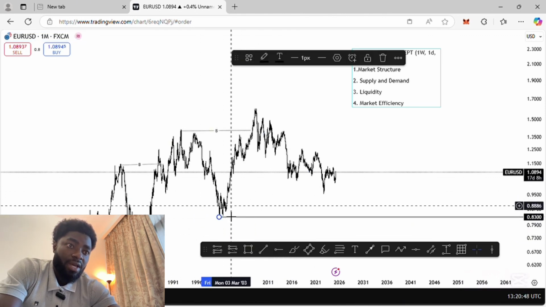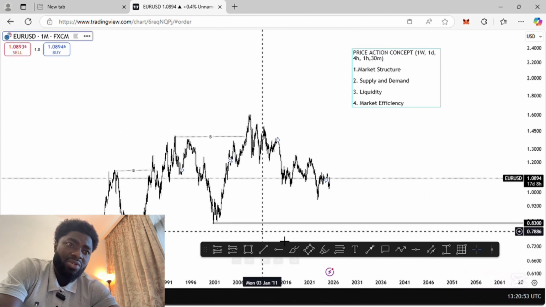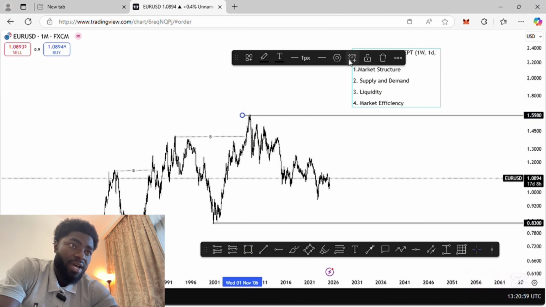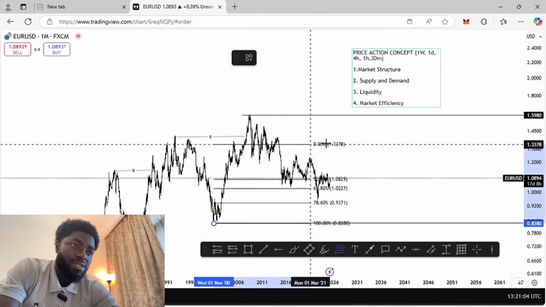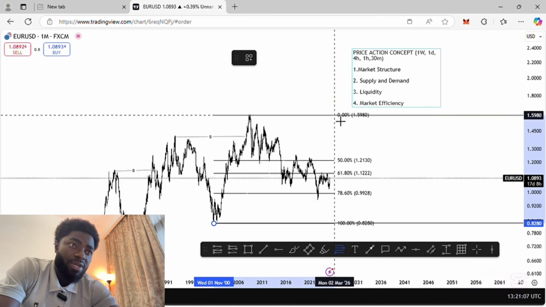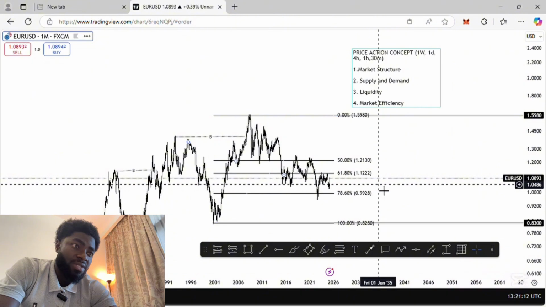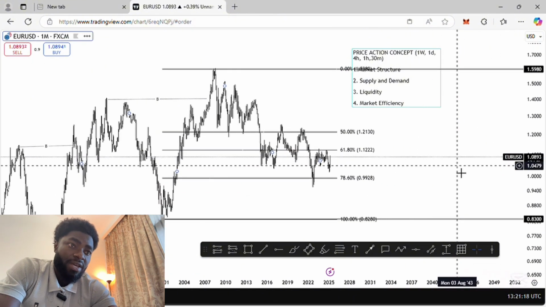Currently, this is our major swing low for now at the monthly time frame. And this is our major swing high at the monthly time frame. So let's check the retracement level using Fibonacci retracement. You can see that we've had a 78.60 Fib retracement on Euro USD at the monthly time frame.